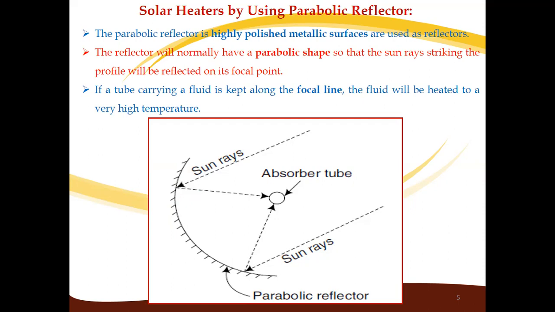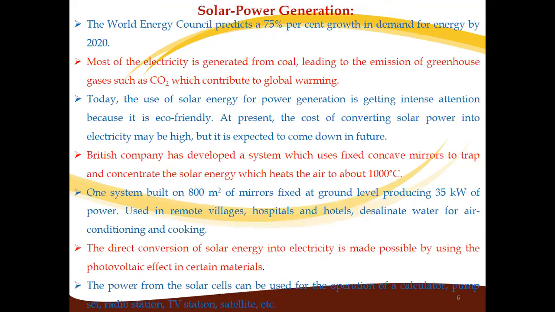Now, another use: this solar energy can be used for power generation also. Power generation is known as solar power generation. The World Energy Council predicted almost 75% growth in demand for energy by 2020. So it is almost predicted.